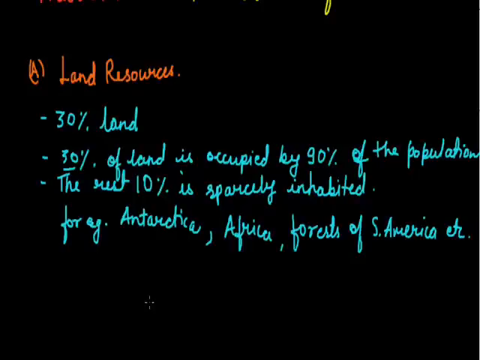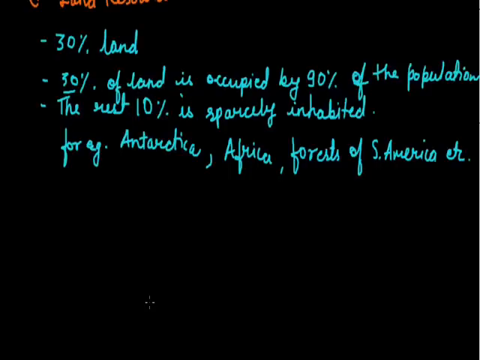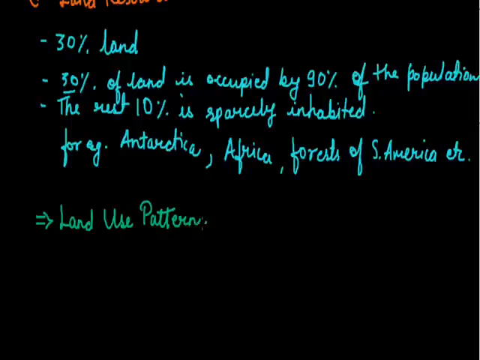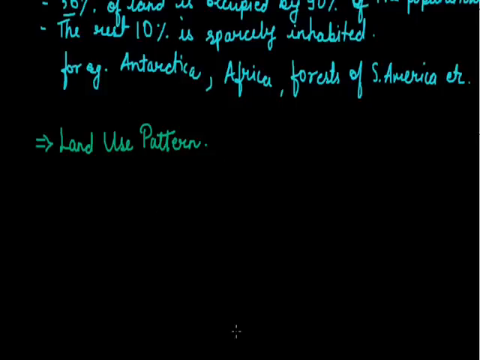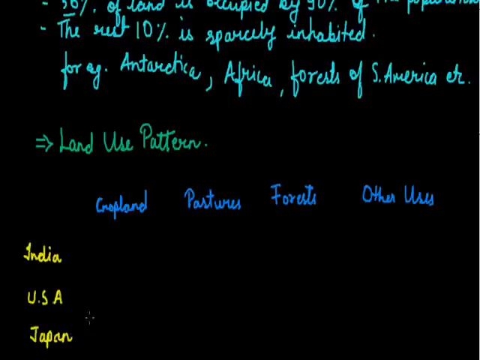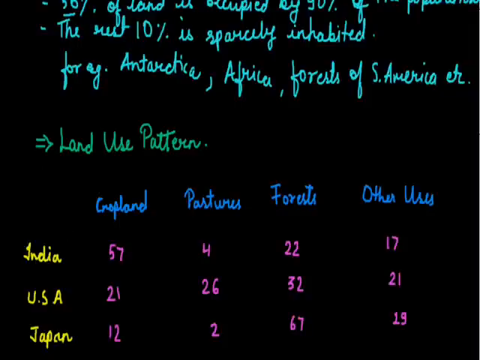Moving on is the land use pattern, the next heading here. In this land use pattern, I would like to show you a table which can give you an idea of how land is used in different countries. Here we are taking the example of three countries, India, America and Japan. As you can see in this table, in India, 50% of the land is engaged in cropping or agricultural activities, 4% in pastures, 22% in forest and 17% for other uses.